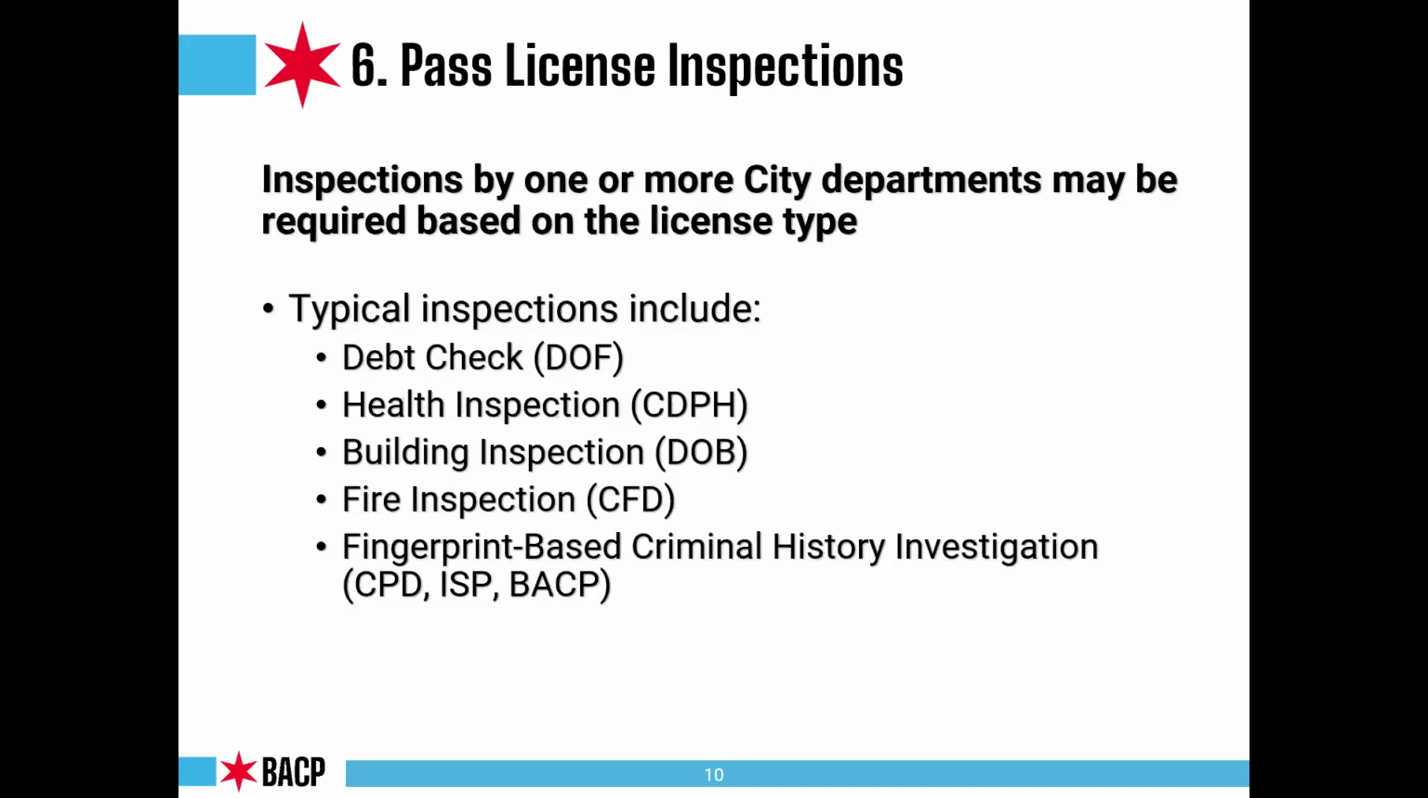Additional inspections could include, again, an inspection by the Department of Public Health. So if you're doing a restaurant, for example, that's going to trigger a public health inspection. If you're preparing any sort of food, the Department of Public Health will more than likely have to go out to your location and conduct an inspection. Some inspections could call for the Department of Buildings, a fire inspection, and then there's also a fingerprint-based criminal history investigation. For example, if you are operating a child care facility, you will more than likely undergo a fingerprint criminal history investigation.